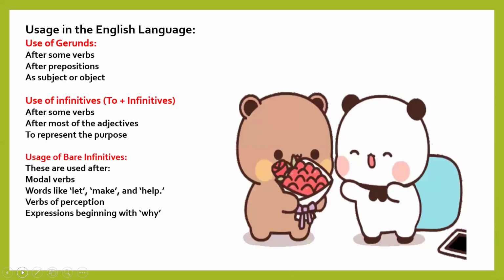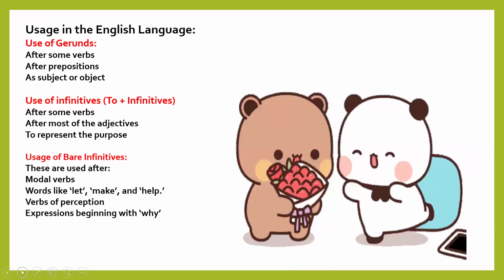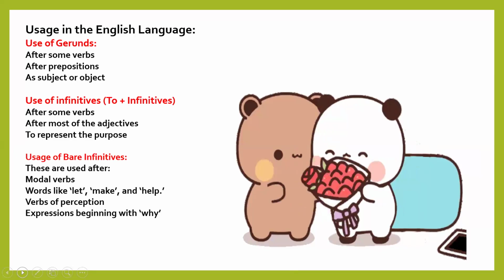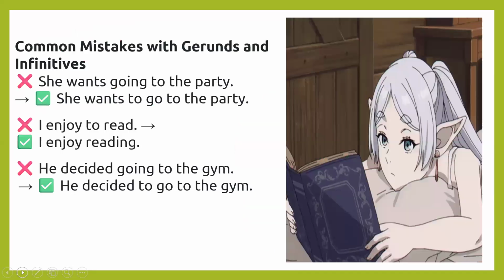In the English language, we use gerunds after some verbs, after prepositions, and as subject, object or complement. We use infinitives after some verbs and after most adjectives to represent purpose. Bare infinitives are used after modal verbs, words like let, make, help, verbs of perception, and expressions beginning with why. So these are the uses you have to remember and memorize in your daily life: gerunds, full infinitives and bare infinitives.